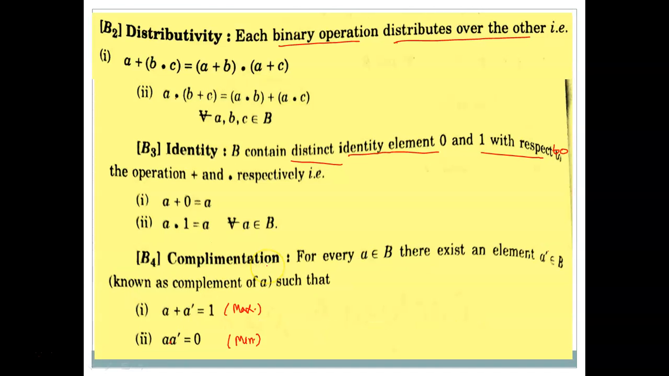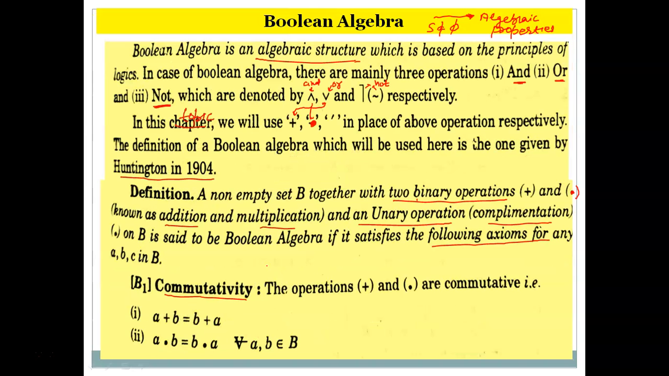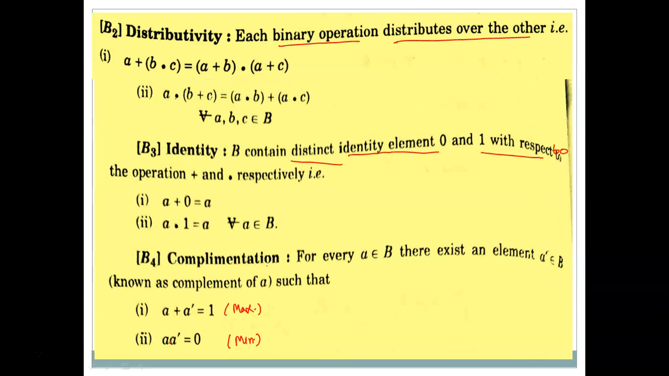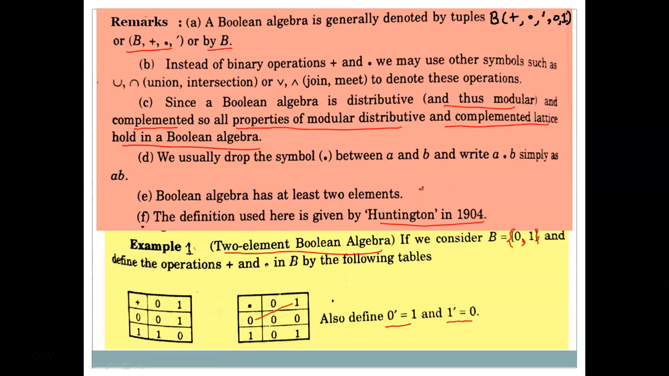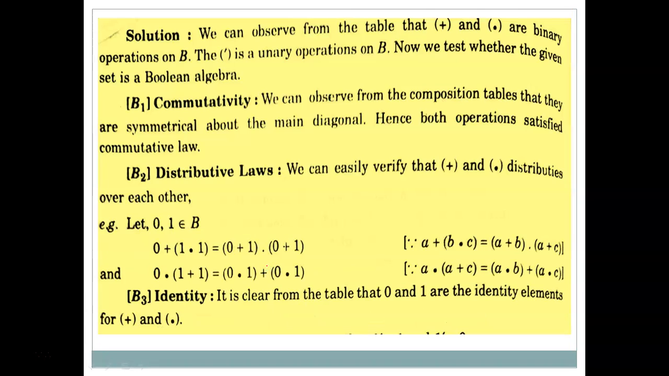So you should prove all these four axioms must be satisfied, that is commutativity, distributivity, identity and complementation. So all these four axioms you can verify here. We can observe from the table. I have already discussed this thing, that these two operations are binary operations and complement is the unary operation.